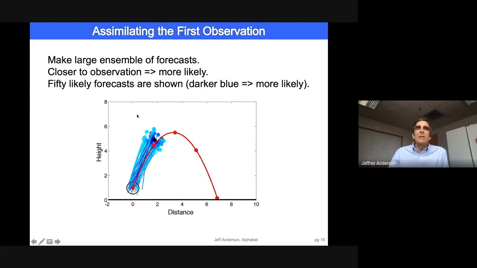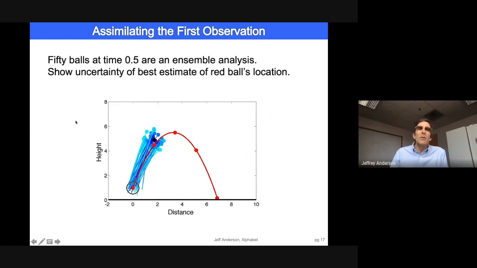And there are even less likely ones, which I didn't include on the plot here, which would have lighter and lighter blue colors. So I've illustrated this with 50 here. And in one sense, I could define this idea of an analysis, or an ensemble analysis, as these 50 estimates of where the ball is and their associated likelihood, their associated relative probability.